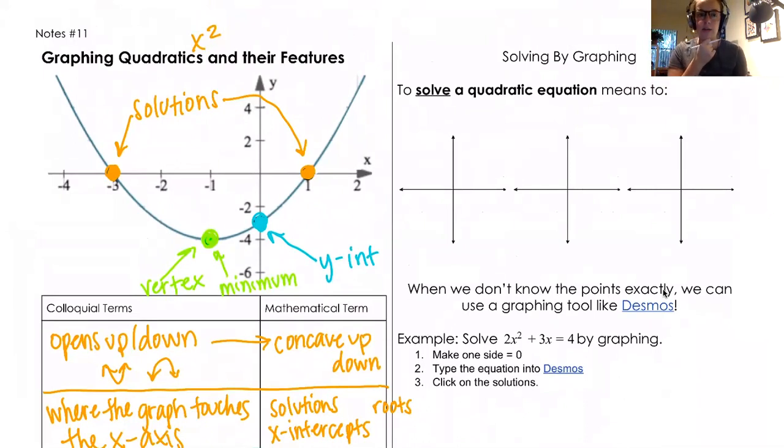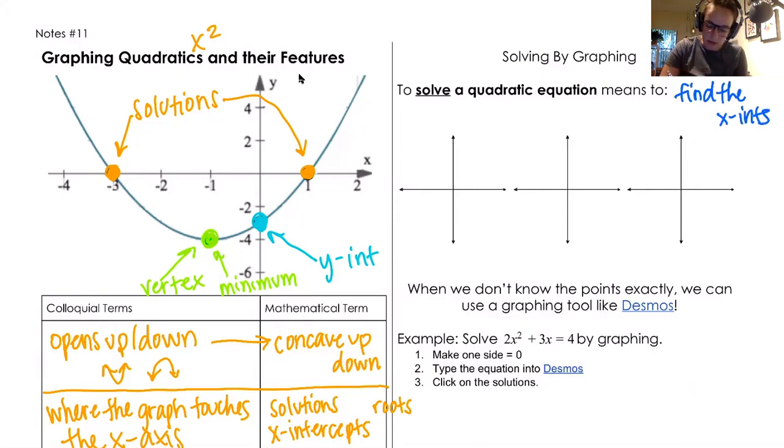Okay, so that's how we can sort of talk about it. And then there's this other thing that we can do, which is called solving by graphing, right? As you guys know, we are often trying to solve equations. When we have a quadratic, to solve a quadratic means to find the x-intercepts, right? We want to know where it touches the x-axis. All right. So if we want to know where it touches the x-axis, we might have a few different situations.